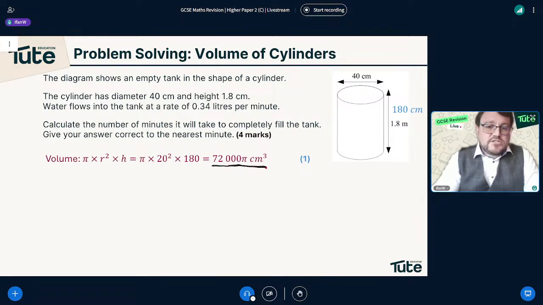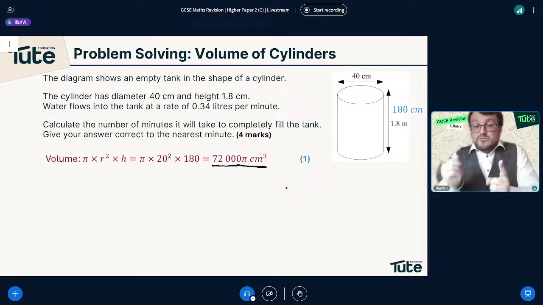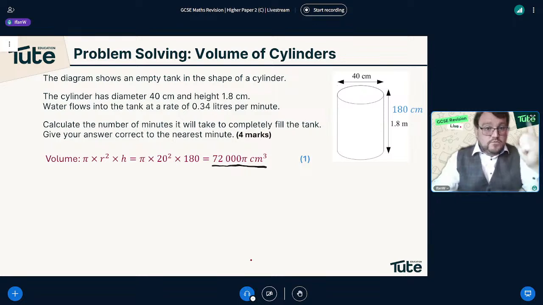If you put 72,000 pi into your calculator now, you are going to get a number that's very long, loads of decimal places. What you would do really naturally here is round that answer. Every time you round an answer that you're going to use in the next step, you lose accuracy. So never round. The most accurate answer that you can give here is 72,000 pi. That's worth 1 mark. First step.